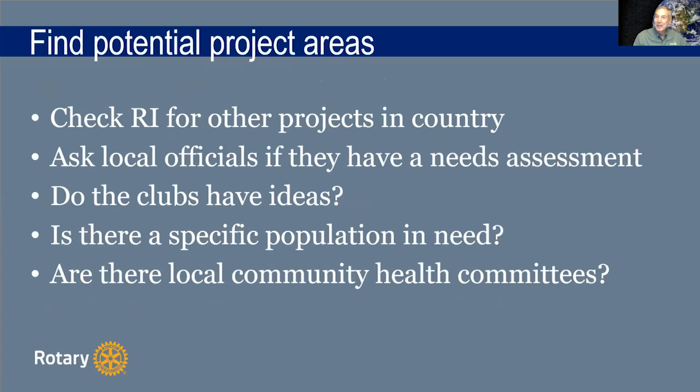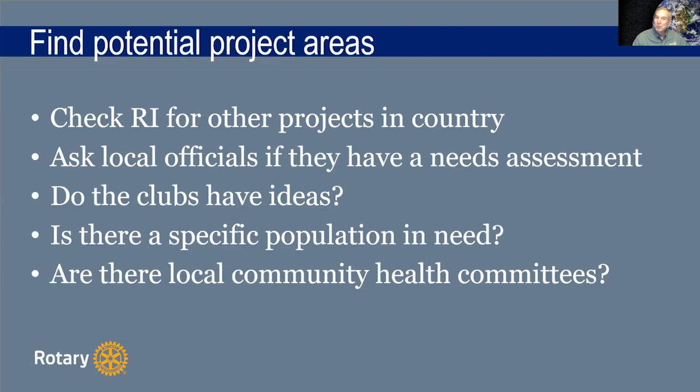Okay, now you got to find project areas. You've got a country and you've got a Rotary Club. What other kinds of projects are going on in the country? That might be something that would tell you where the needs are. You can ask local officials if they have a needs assessment, and I've seen that if you go to a local government official and you ask him, what do you think are the biggest needs in your area? 9 times out of 10, he'll say, you know, nobody ever asked me that, but I've been waiting for you. And he doesn't have the means to fix it, but he knows what the needs are.